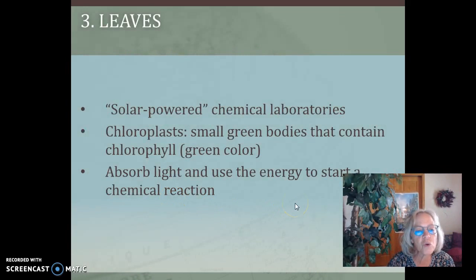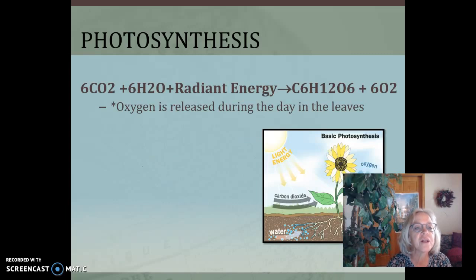The leaves are solar-powered chemical laboratories. They have chloroplasts, small green bodies that contain the chlorophyll, the green color, and they absorb light and use the energy to start a chemical reaction. This is part of why we're on Earth, and I'll show you that in a second.